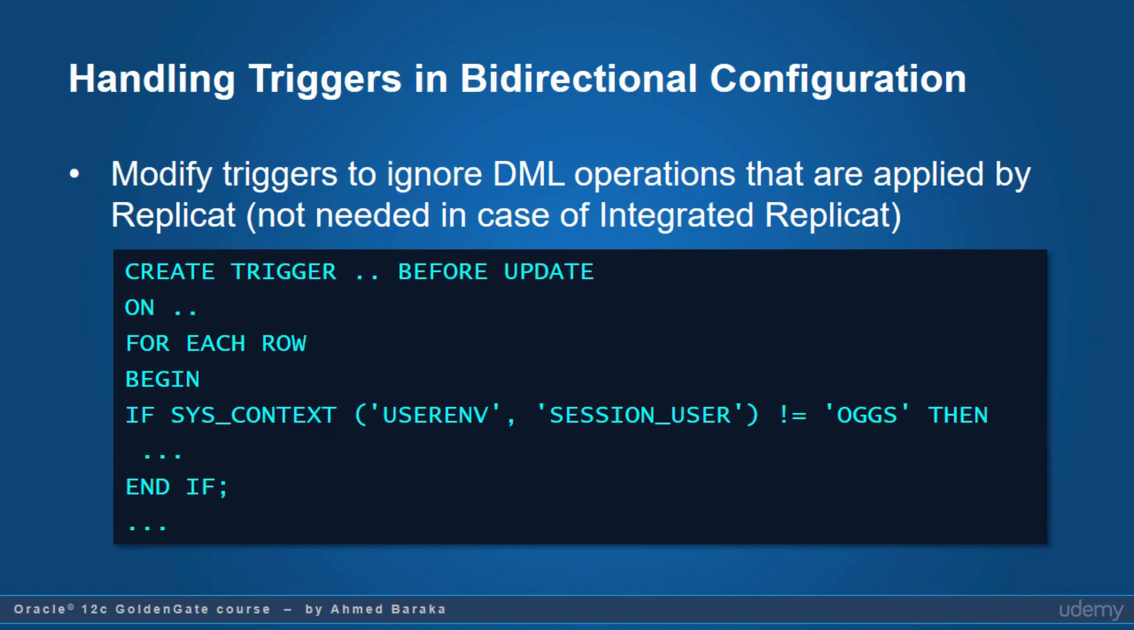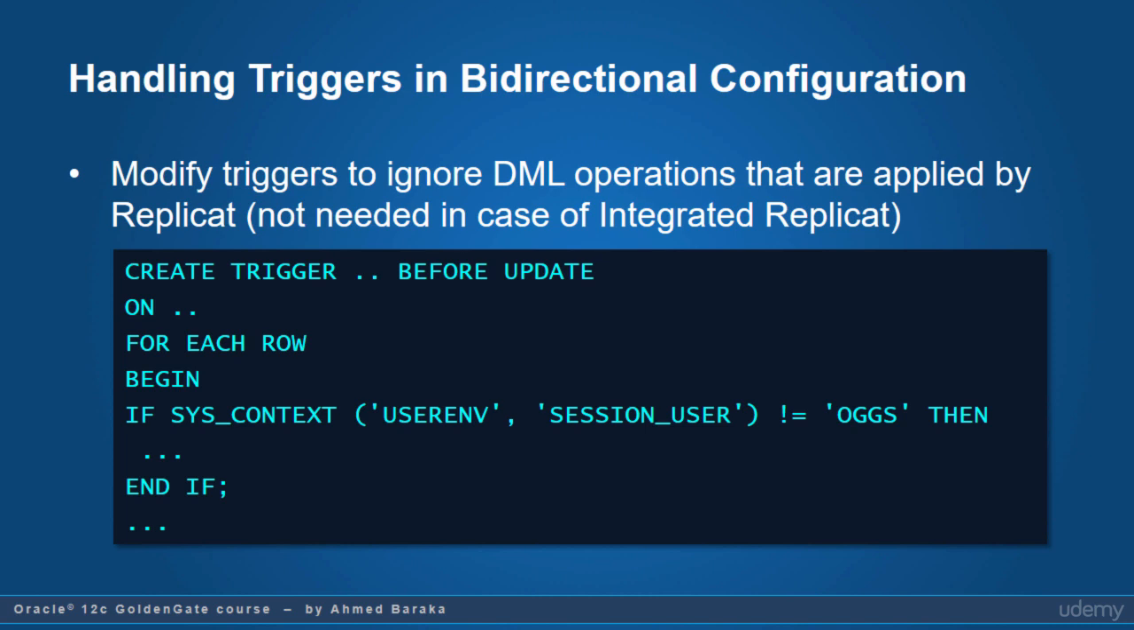If cascaded delete constraints are configured in your database, you actually need to disable them and replace them with triggers. Depending on the database platform, you may need to add some code to the triggers as well. Fortunately, the integrated replicate handles the cascaded delete constraints automatically. You don't need to make any modifications to handle them.